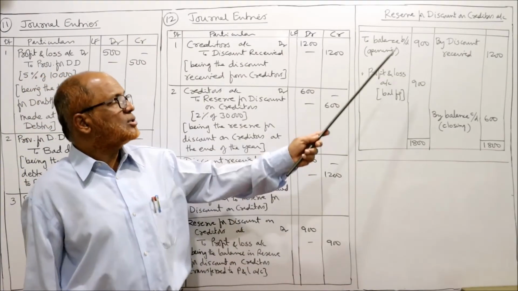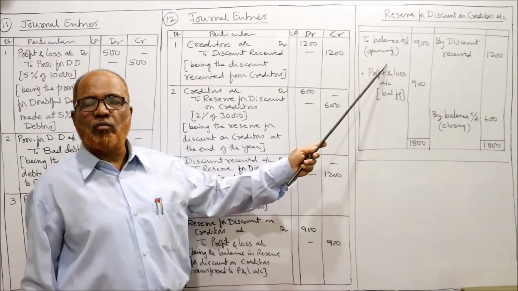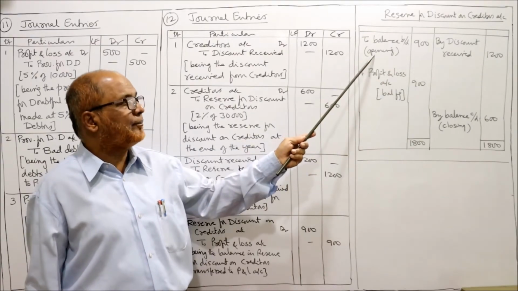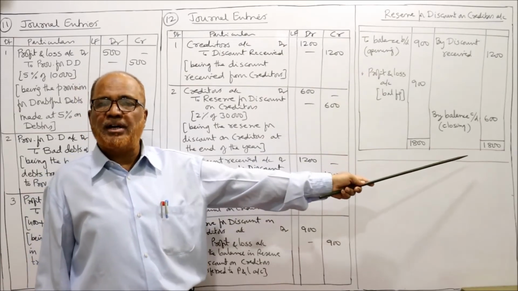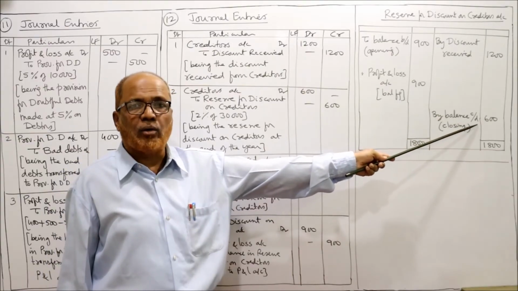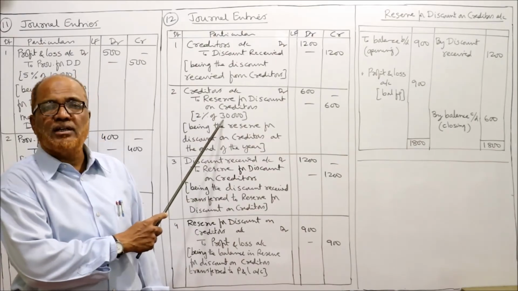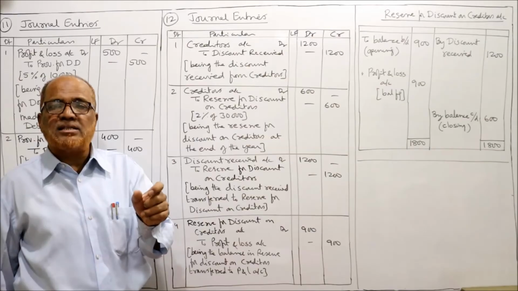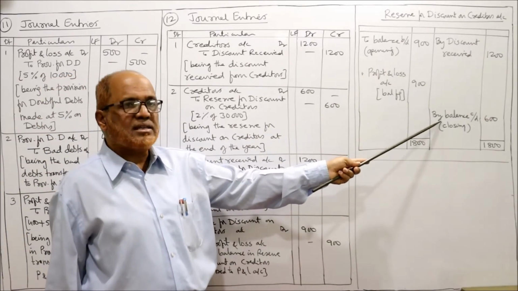By making this account, we can get the balancing figure which is transferred to profit and loss account. Now see here, debit side, to balance brought down. What is the opening balance of reserve given in the first line? 900 rupees opening. When we have taken the opening balance on the debit side, the closing balance will be taken on the credit side. So credit side, last item, by balance carried down 600. Already 600 we have calculated here, 2% of 30,000 is 600. This is the closing balance of reserve for discount on creditors. So opening balance on debit side, closing balance on credit side.